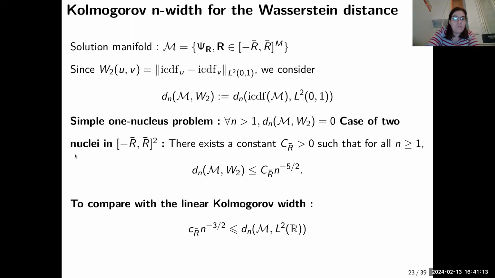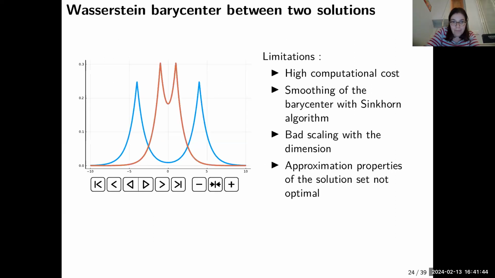Now in the case of two nuclei, one can prove that this Kolmogorov n width decays like n to the minus 5 divided by 2, which is an improvement with respect to the linear Kolmogorov width, which could not decay faster than n to the minus 3. Still, it's not exponential. It's still an algebraic rate, but a better rate than for linear reduced basis, linear reduced order modeling techniques.